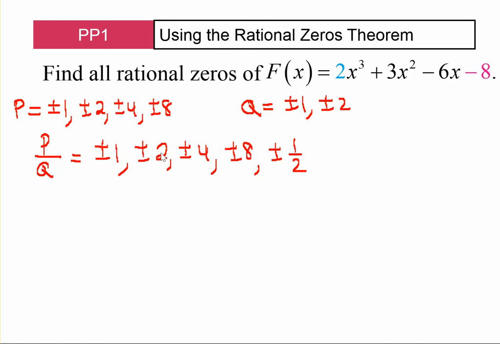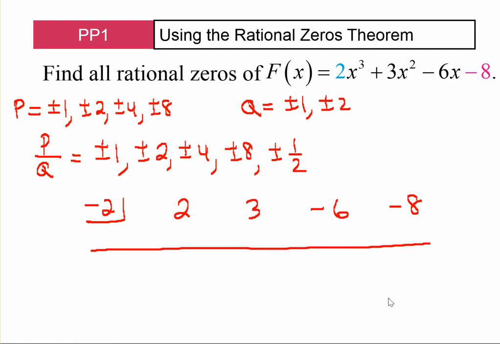Since -2 worked as far as plugging in, we just figured out that -2 is an x-intercept. Now we're going to use synthetic division. So for the synthetic division here, -2 goes inside the half square. We're going to bring down the coefficients: 2, 3, -6, and -8. And again, we're going to check it here, and we should be able to get a 0, right? If we don't get a 0, that means we did something wrong.